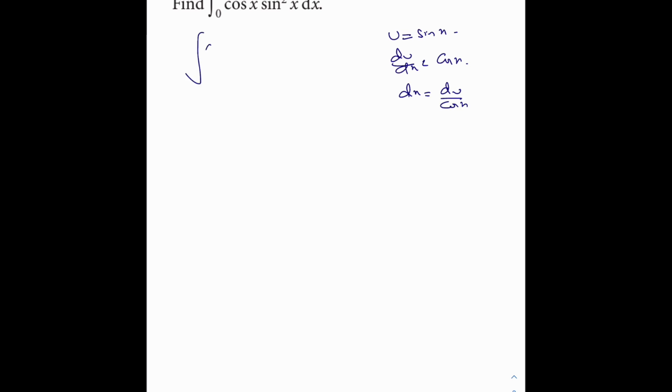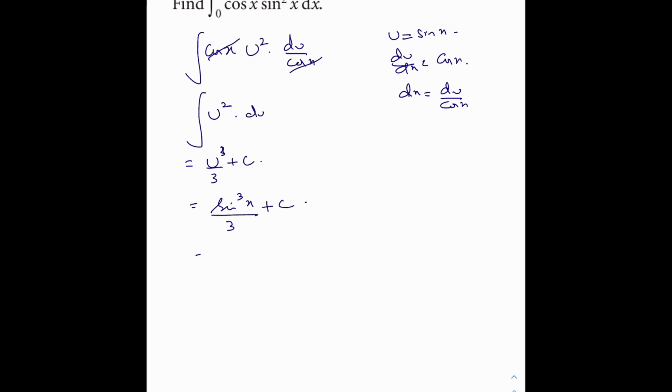Now in place of cos of x, I'm writing it as it is. In place of sine x, I'm going to write u square. In place of dx, I'm going to write du upon cos of x. This and this will cancel out. You're supposed to integrate u square now. Integration of u square is u cube upon 3 plus c. And what was u? U was sine x. So it will be sine cube x upon 3 plus c. This is the answer. You can even write it as 1 upon 3 sine cube x plus c.